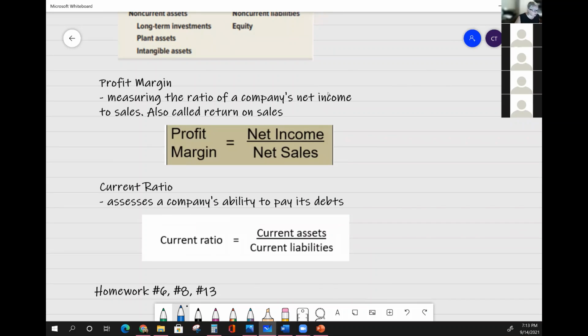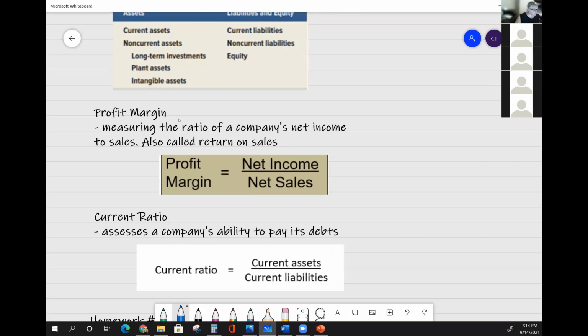Okay, and then here are our two formulas for this week. We have profit margin. That's measuring the ratio of a company's net income to sales. So we want to look to see what is the return on our sales. A lot of times, companies that are selling products may get very little profit margin. Maybe it's only 8%, and there are other businesses that are maybe getting 25%. So you just take the net income and divide it by the sales to come up with your profit margin as a whole. And so you'll have a homework problem to do that.